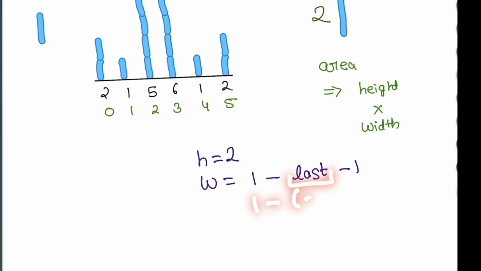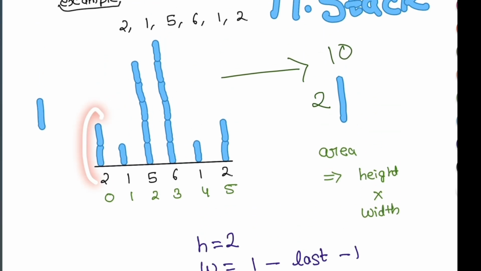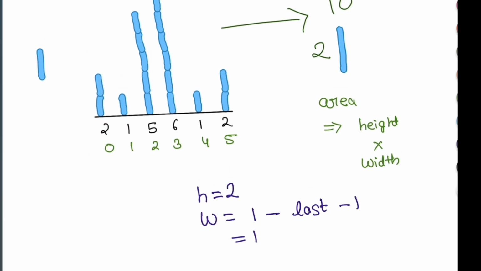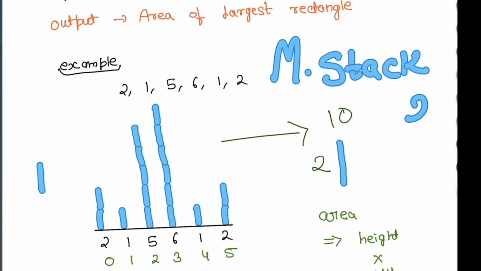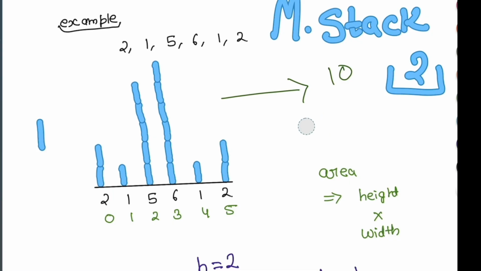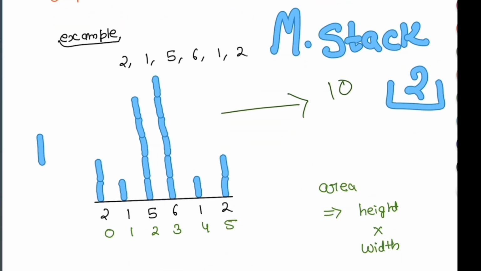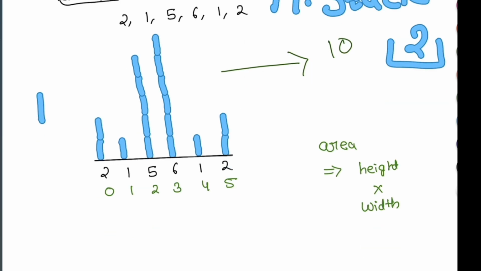So 1 minus minus 1, this will be 2. 2 minus 1, this will be equal to 1. So the width is actually going to be 1. The moment I am removing this element, I am saying that the width is 1, the height is 2, the rectangle area is 2. So I got a rectangle area as 2. That's one of the answers I have calculated, right? Now at this point, you need to understand that we have a stack, a monotonic stack, which is having one element 1. I have already done the calculation for 2, right?